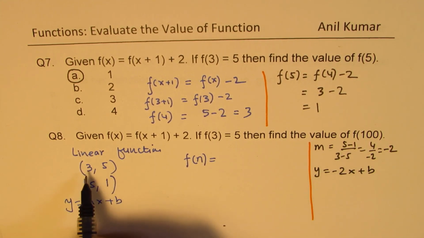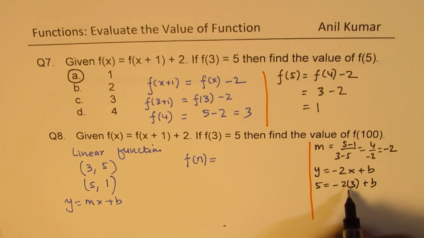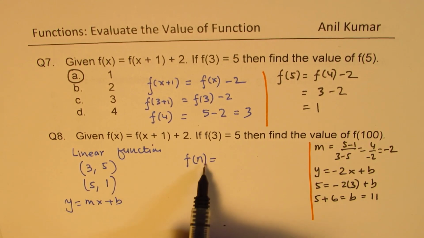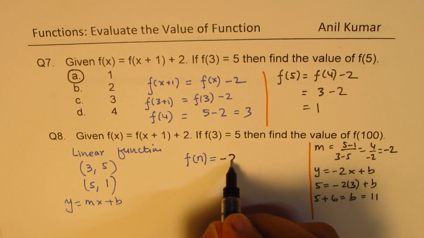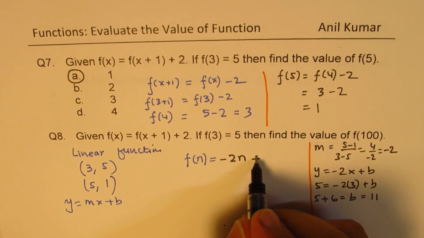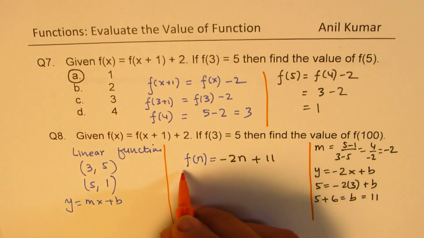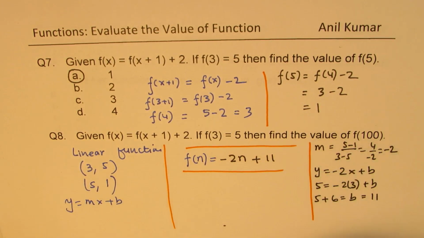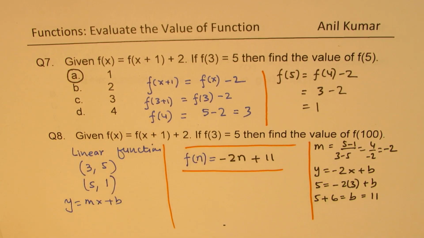You can use any one of these points. 3, 5 was given to us. So 5 equals minus 2 times 3 plus b. Bringing it to this side, we get 5 plus 6 equals b, which is 11. So we can write f of n is basically equal to minus 2n plus 11. Does it make sense to you? Correct? So that is the formula which you need to derive, which is not very difficult since you have seen that you're going down by minus 2. So multiply by minus 2 and then figure out the y-intercept value, kind of, right? At 0 what it was, correct?